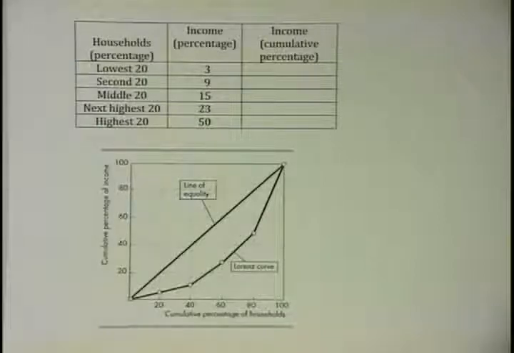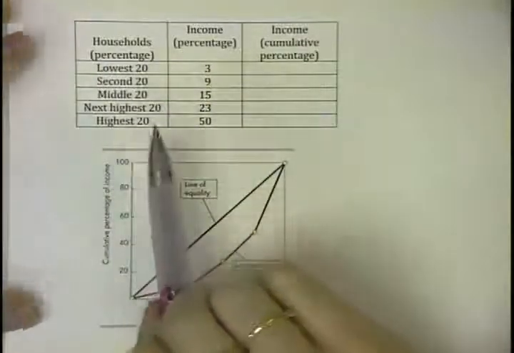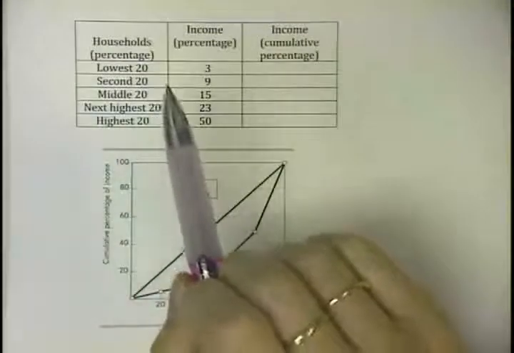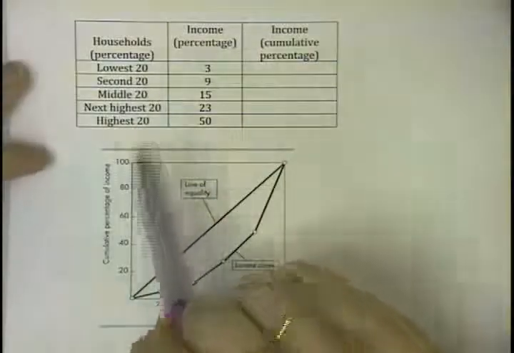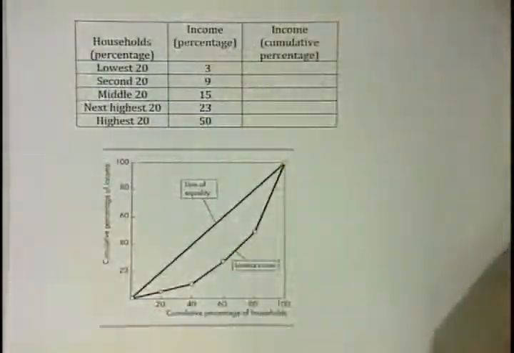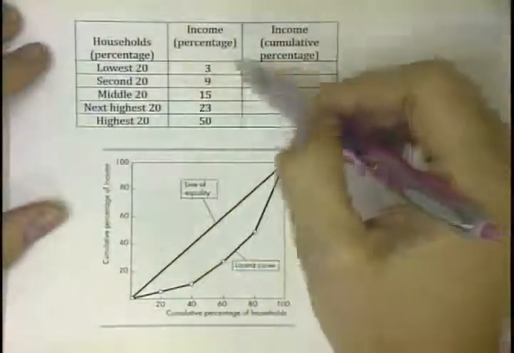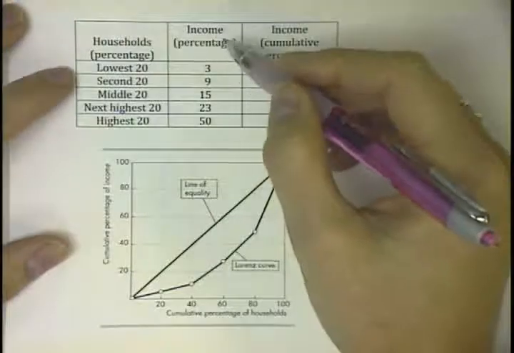For this graph, what we're looking at is income distribution. So what we want to use is this table that tells us the percentage of households. We're going to break them into quintiles. Quintiles are fifths: the lowest 20%, second 20%, etc. This graph is telling us, before the recession hit, basically what our income distribution for this country is.